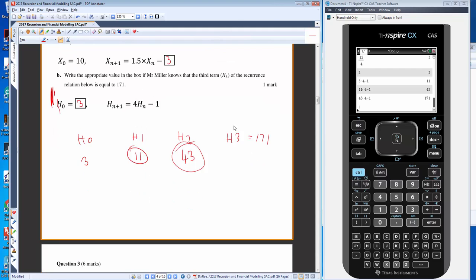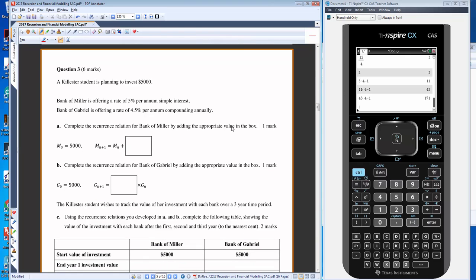Alright, so let's get on to this question here. These first two parts were done very, very well. What we've got is Bank of Miller offering 5% per annum simple interest. So make sure you underline those key words. Bank of Gabriel is offering a rate of 4.5% per annum compounding annually. Remember we like the annual compounds because it means there's not a lot we have to do to that rate. Okay, so complete the recurrence relation for Bank of Miller by adding the appropriate value in the box.